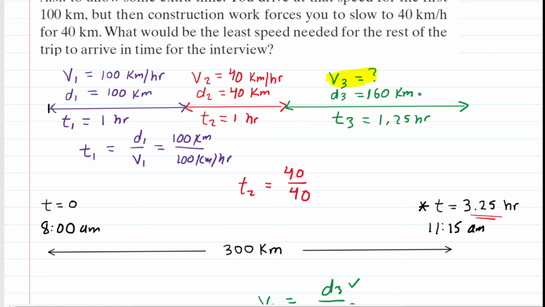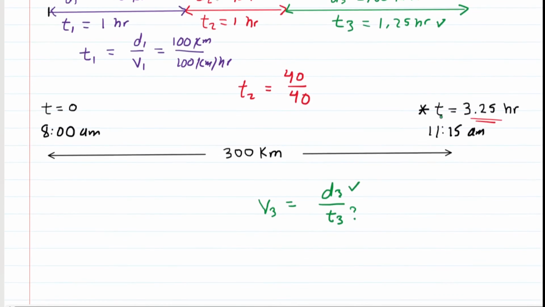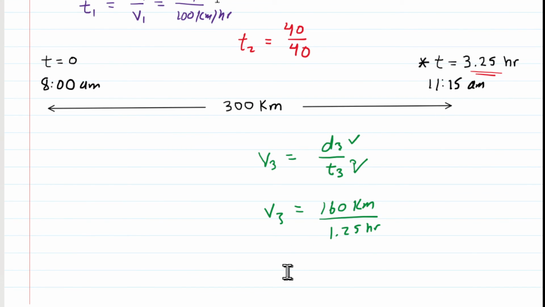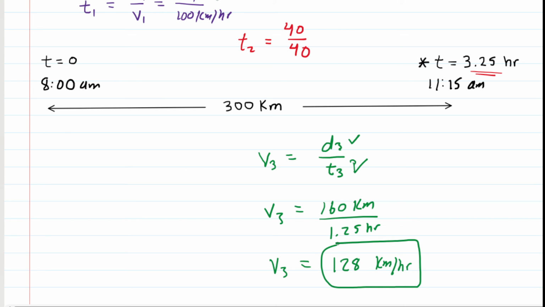And that's perfect, because now we have the distance during the third leg of the journey as well as the time. So we can come down here and we can plug in those values. Let's go ahead and do that. And when we compute that, we will see that her speed is going to be 128, and we divided kilometers by hours, so we have kilometers per hour. This is the correct answer to the question.